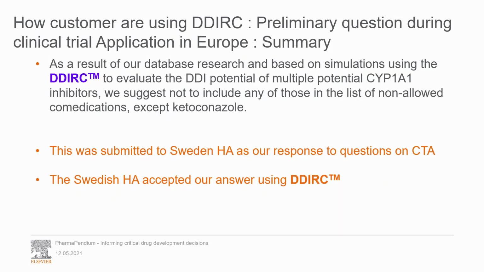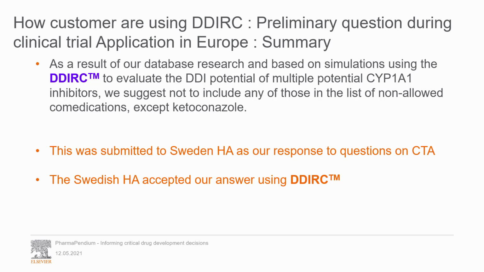Another example here is during a clinical trial submission to a European agency, there was a question from the Swedish agency saying, okay, does the drug that you're developing have potential drug-drug interactions with cytochrome 1A1? At the time, our customer was using DDIRC to quickly assess the predictions for cytochrome 1A1 for their drugs. And again, the mitigation of the risk was approved by the Swedish agency using the predictions provided by this DDIRC tool.